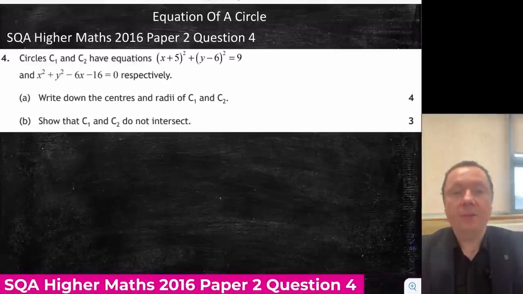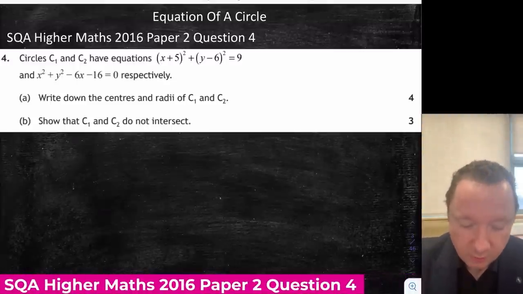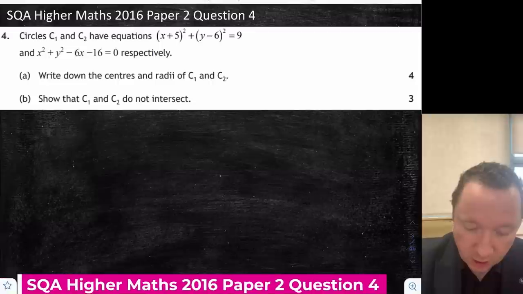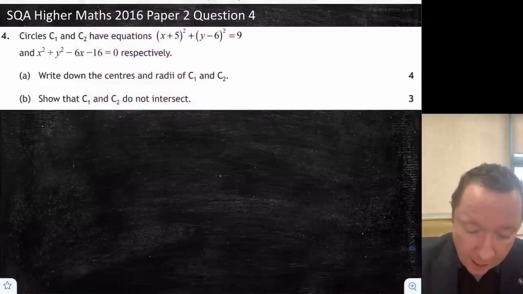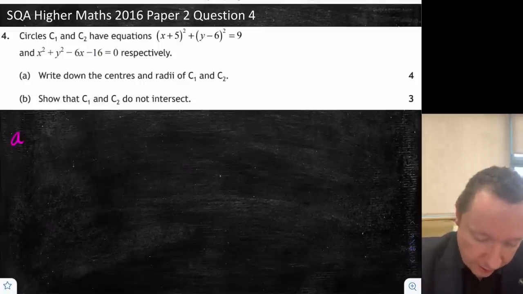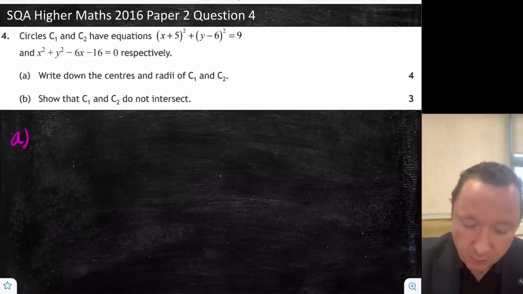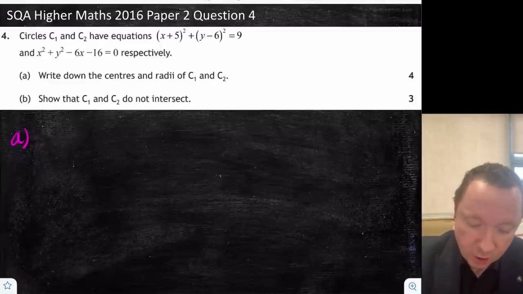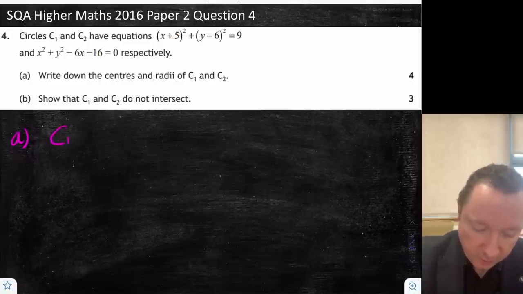So SQA Higher Maths 2016 paper 2 question 4 had this circle question. Circles C1 and C2 have these equations. Write down the centres and radii of the circles. So for part A, remember looking at the start of our exam paper, we are told quite a few things, but essentially (-5, 6) is the centre here.